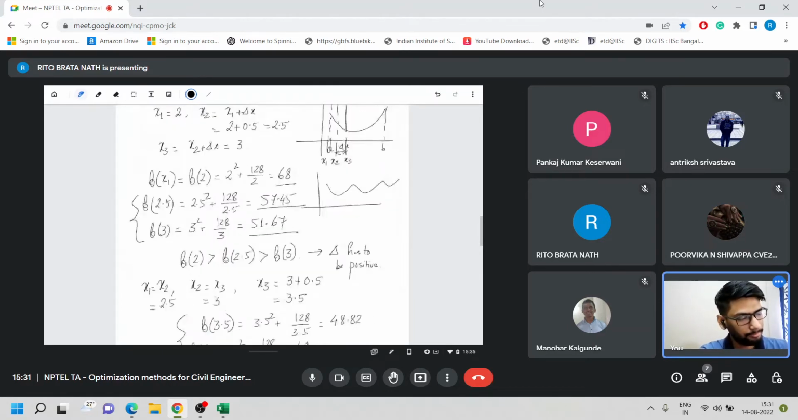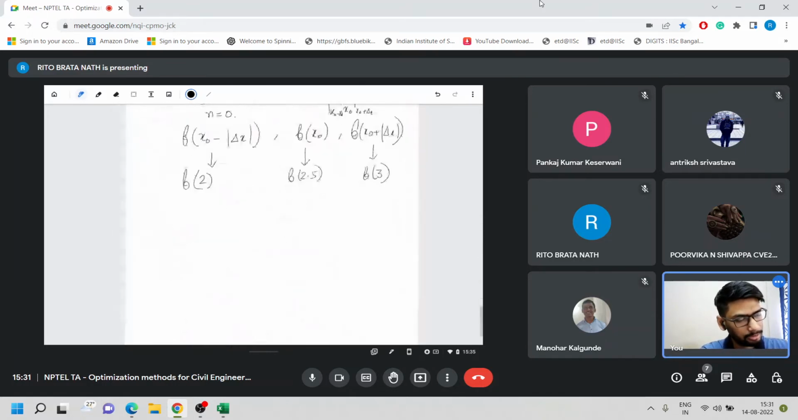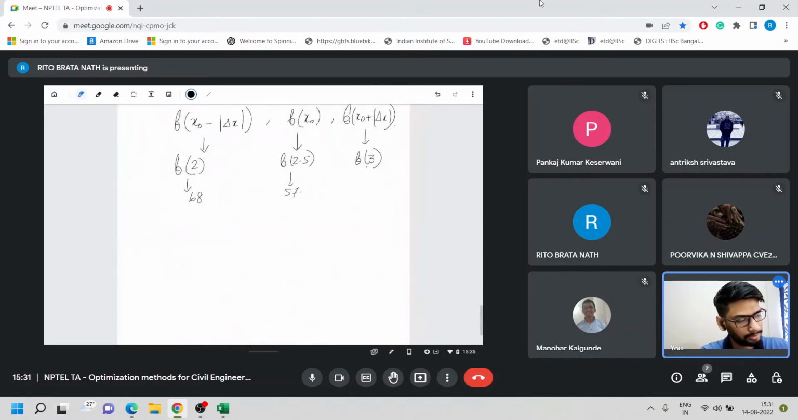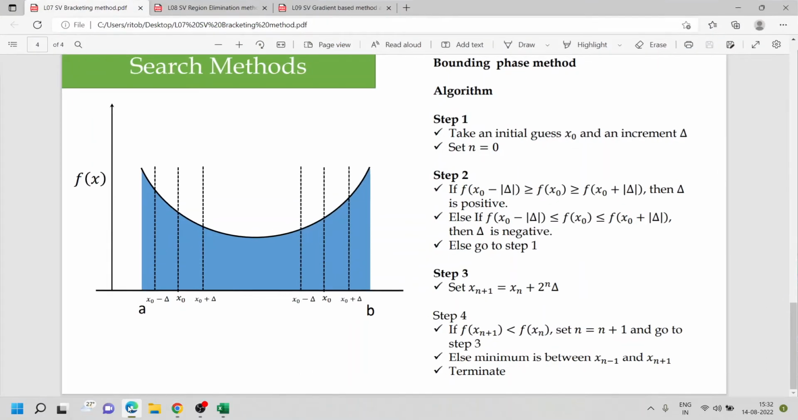So this one is 68, this is probably 57 point something, and this is 51 point something. Again, you need to check the order. Now if f of x naught minus delta x is greater than or equal to f of x naught, which is greater than or equal to f of x naught plus delta x, then you can say for certain that your delta x is positive. That means you will shift to the positive side. And now you will apply your update rule.